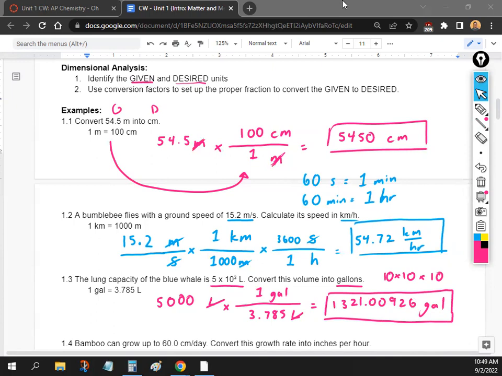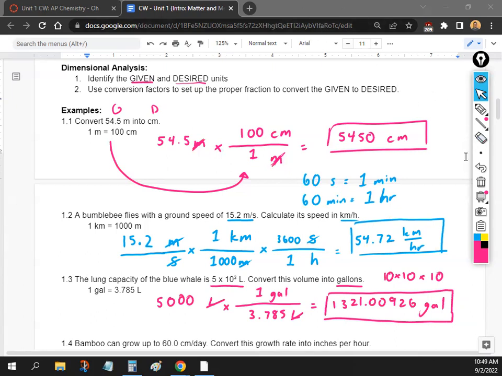Alrighty, any questions about those three? Yeah, so just make sure that you're very comfortable with dimensional analysis. If you are having trouble with these questions, it's okay. You can literally go on Google and look up dimensional analysis problems, and they'll give you a bunch of practice problems so that you can develop your skills doing this, okay?